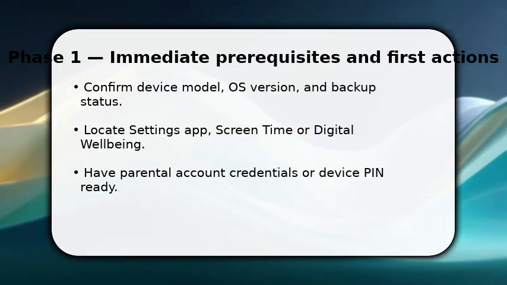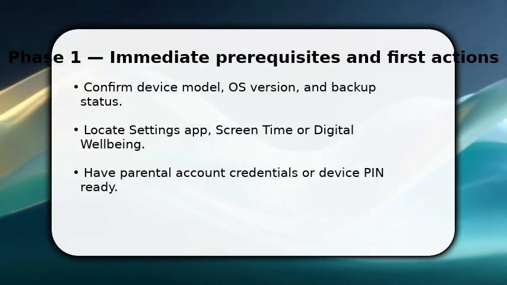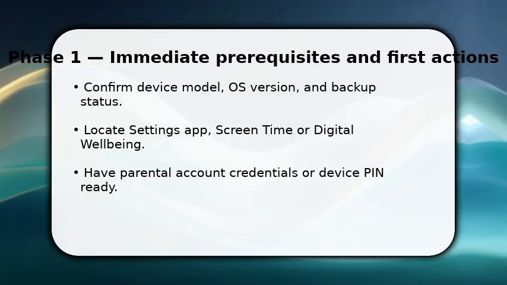You start by confirming your device model and OS version so you know which options appear. Open Settings, then go directly to Screen Time or Digital Wellbeing. This is where limits live.